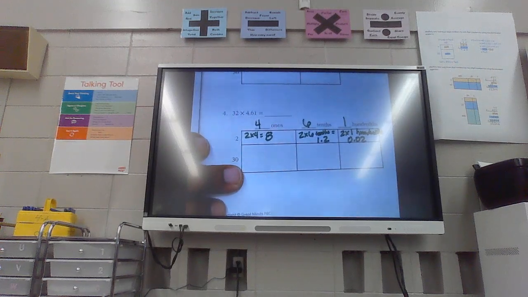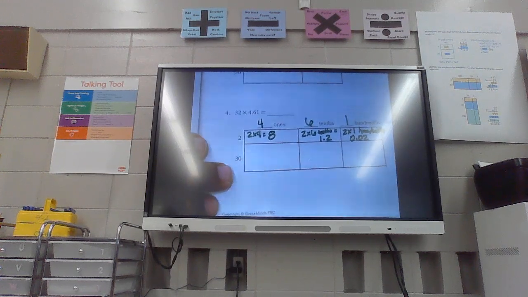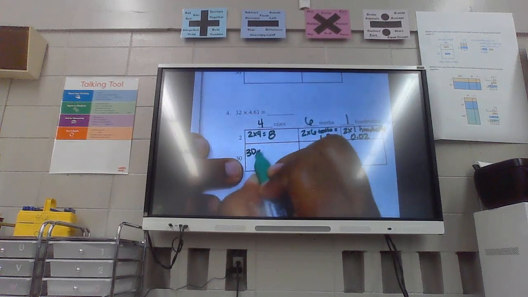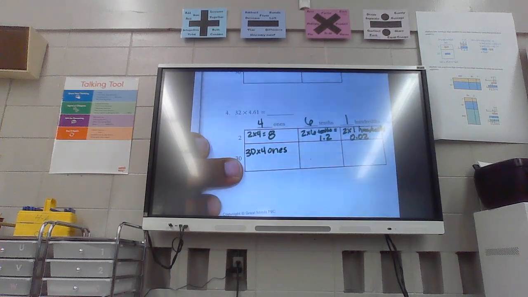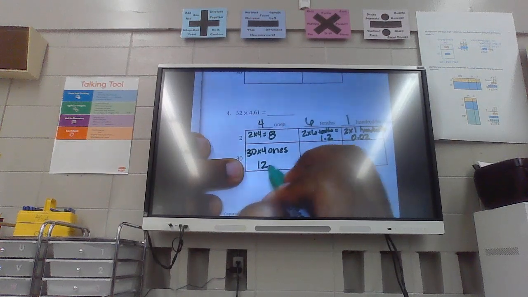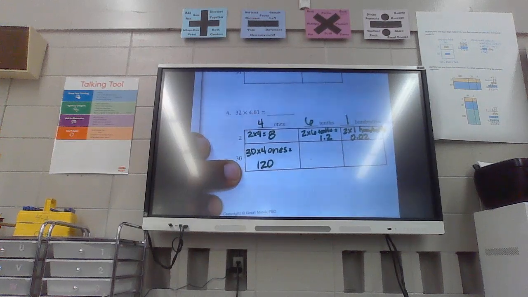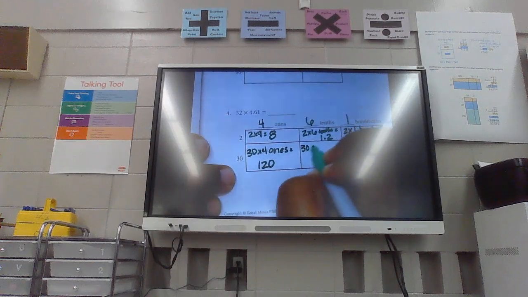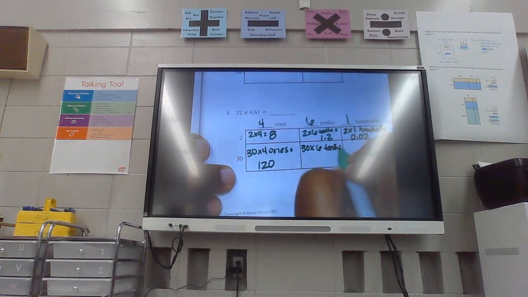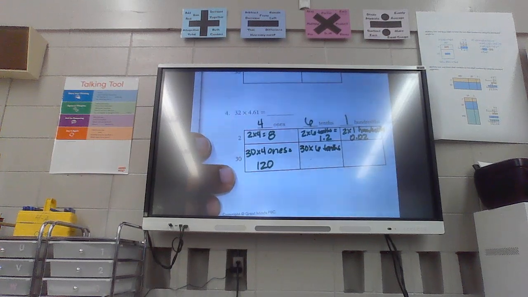Next I can move down to the bottom, right? What needs to be in that first box? 30 times 4 ones, which equals 30, 60, 90, 120. That's 120 ones, which is just the number 120. The next one, 30 times 6 tenths, which equals, what's 30 times 6? 180, but this is 180 tenths, which is the number?